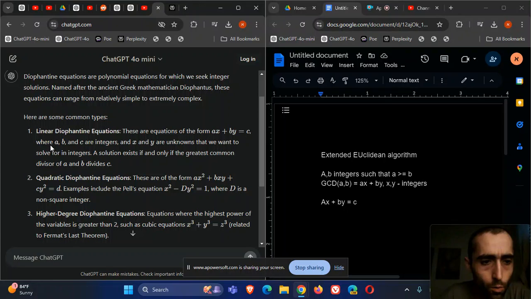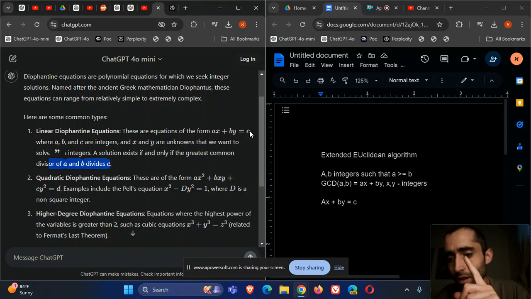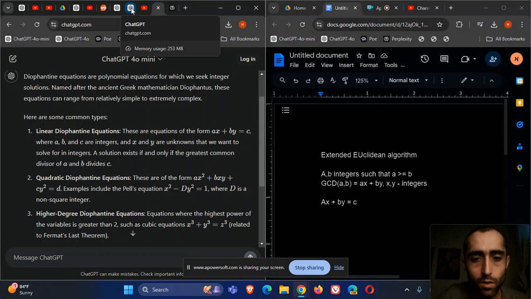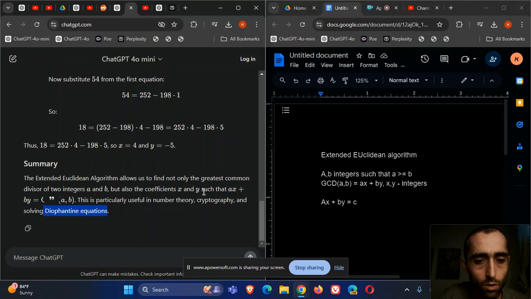In Diophantine equations, for a, b, c integers and x and y unknowns, if the equation has a solution, then the greatest common divisor of a and b divides c. This is the condition for this equation with a, b, c integers and x, y unknowns to have a solution. So it is useful here. It is of course also useful in cryptography and number theory.